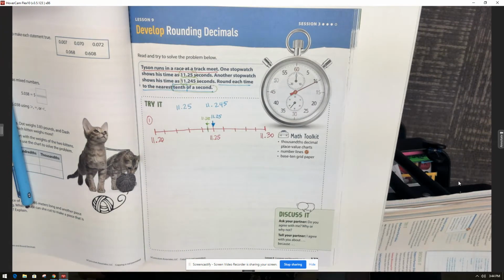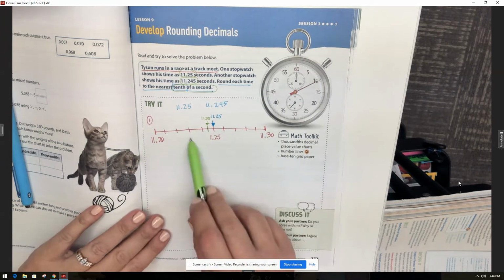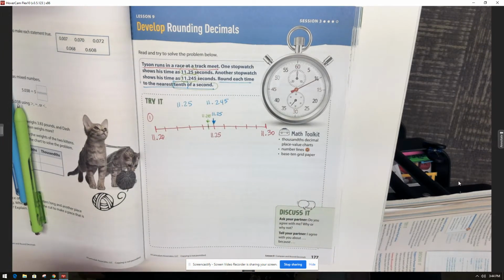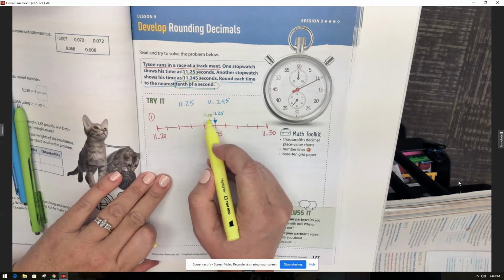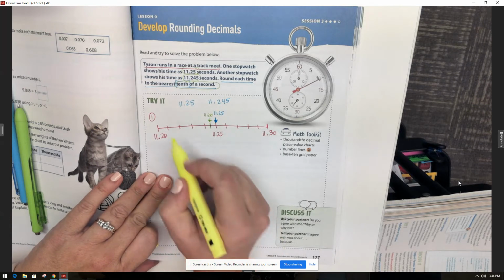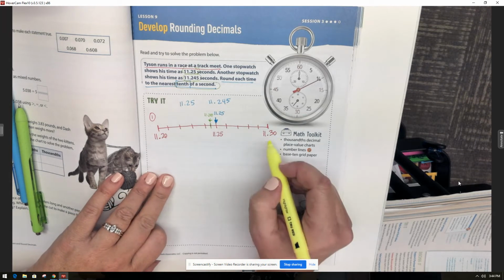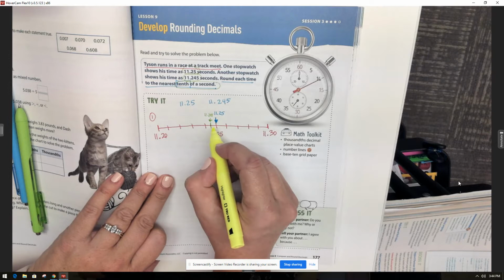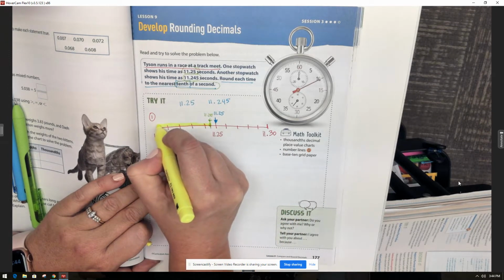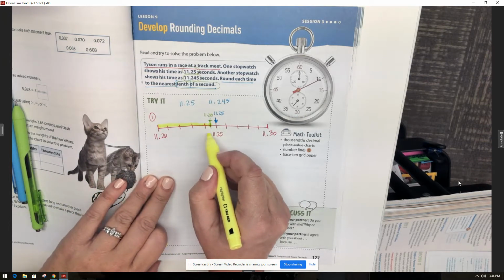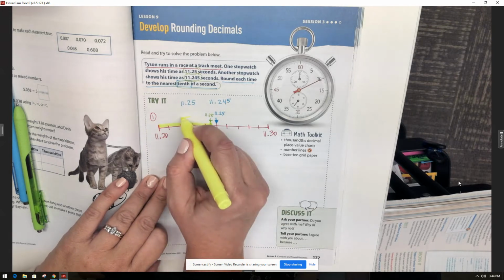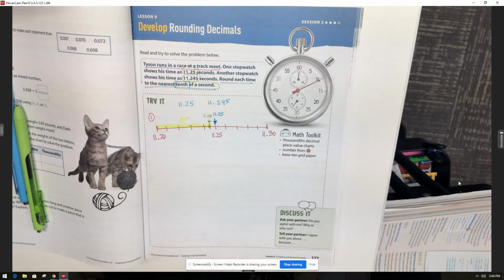Now, we're not done yet. All we've done is labeled the number line. Now we're going to see, is 11 and 245 thousandths closer to 11 and 2 tenths or 11 and 3 tenths? Well, since it is on this side of halfway, we know it is closer to 11 and 2 tenths. So we're going to round it down.